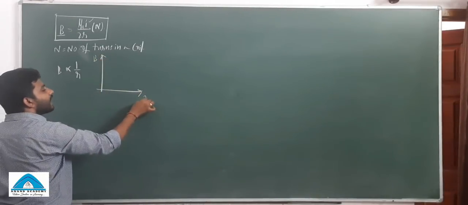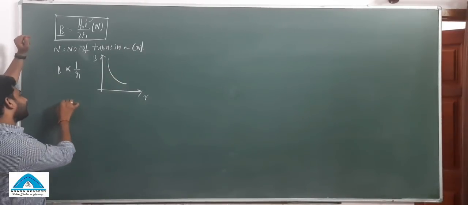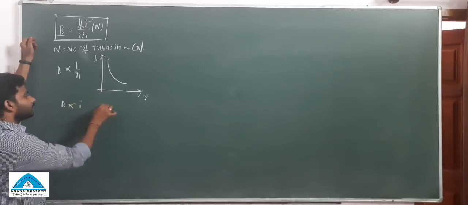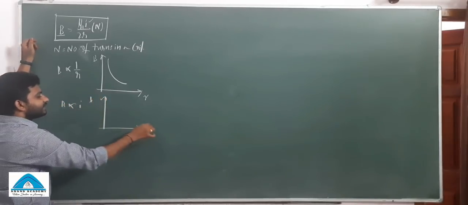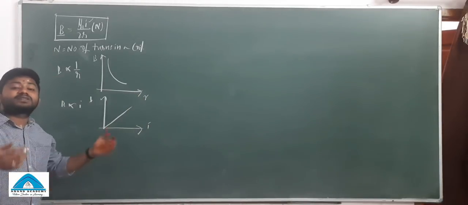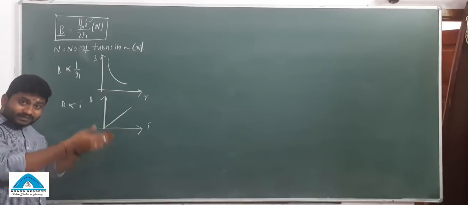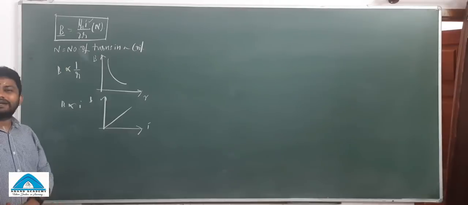So this is B and this is bar R, this is the graph. B and I, so B is directly proportional to I, and this is how the graph looks, B on this axis and I on this axis; you can say they are directly proportional. Sometimes these graphs were also asked in the previous NEET exams, so that's the reason we are discussing it here.